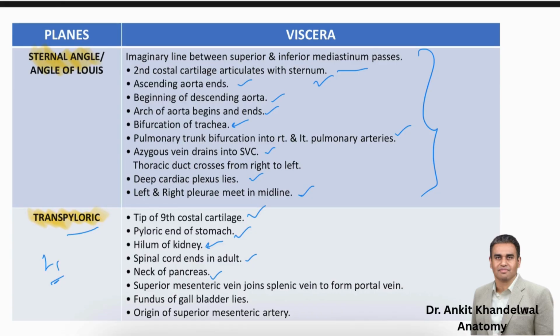We also have the neck of the pancreas at the transpyloric plane. We have the superior mesenteric vein joining the splenic vein to form the portal vein. We have the gallbladder fundus. We also have the superior mesenteric artery origin here. So these are the important viscera which I was pointing out.